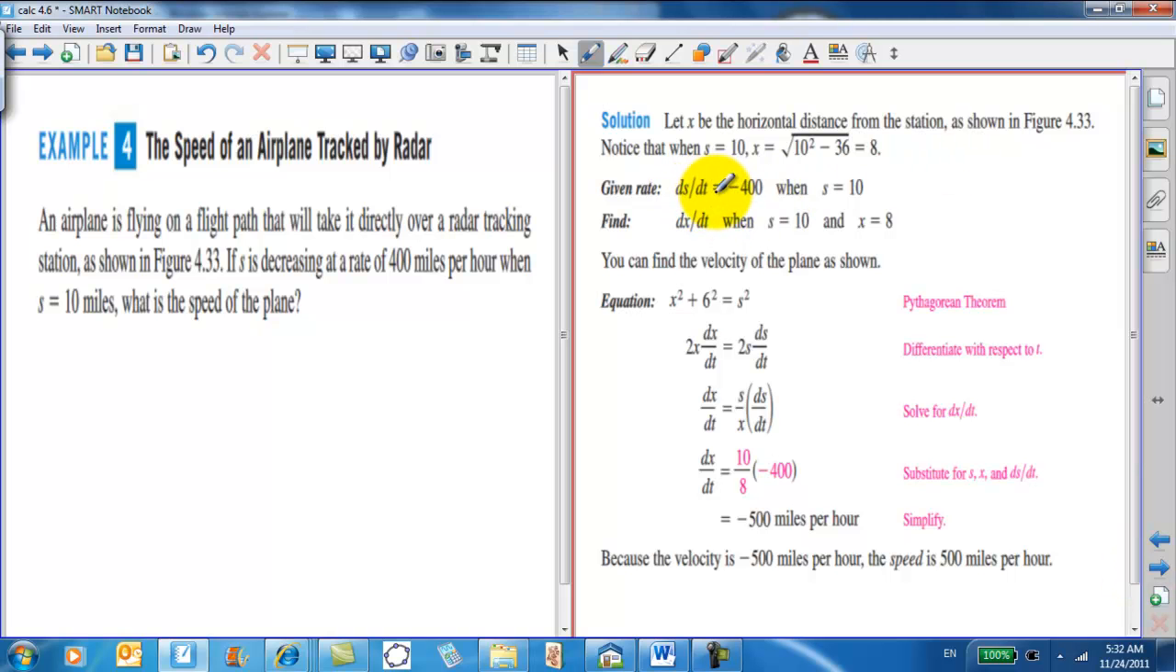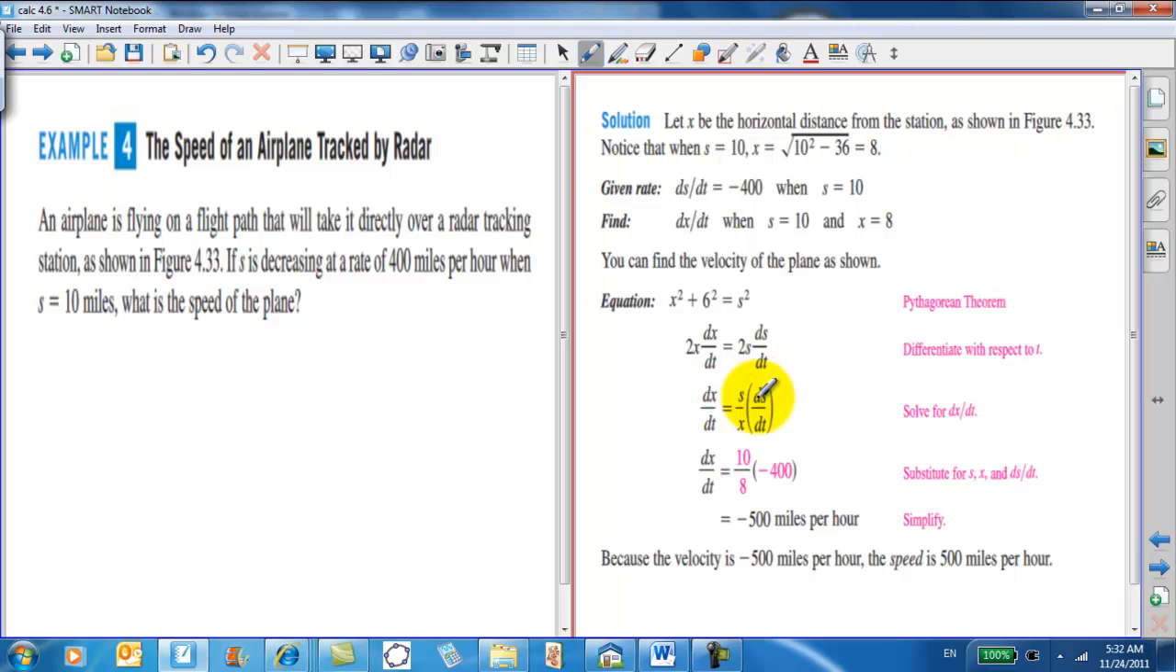You're given ds/dt equals negative 400 when s equals 10. Find dx/dt when s equals 10 and x equals 8. So x squared plus 6 squared equals s squared. That's the Pythagorean theorem. Take the derivative of both sides with respect to t. Notice the derivative of the 6 squared is just a constant, so that's 0. That disappears, and you get 2x dx/dt equals 2s ds/dt. Divide both sides by 2 and by x, so you get dx/dt equals s over x times ds/dt.